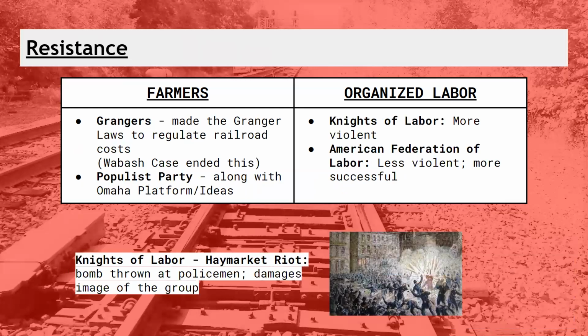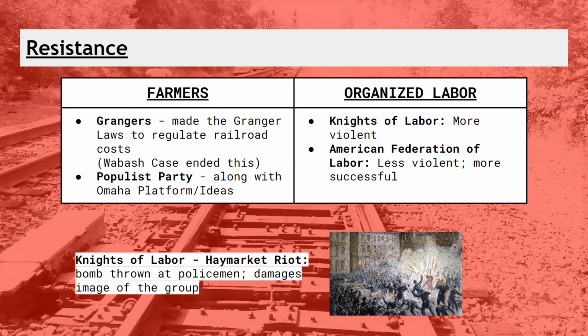Resistance. So what did they do about it? They didn't just sit there. The farmers had the Grangers, and the Grangers made some Granger laws to regulate railroad costs. They were just farmers that got together and said, this is bad, so let's do some things. But the Wabash case ends this. There was a Supreme Court case, and it said you can't have those laws anymore.